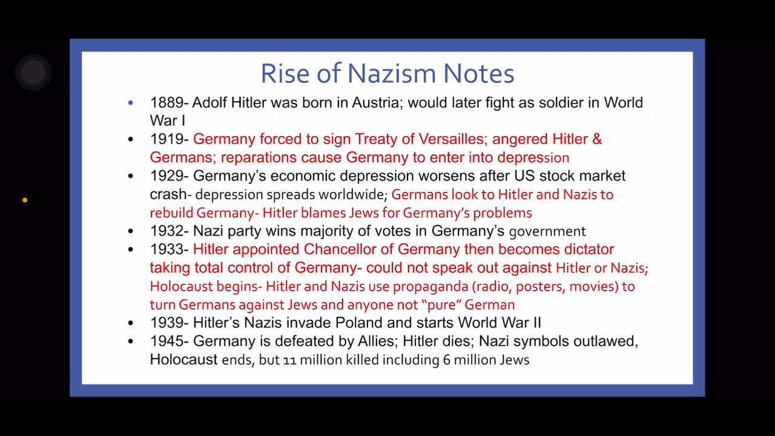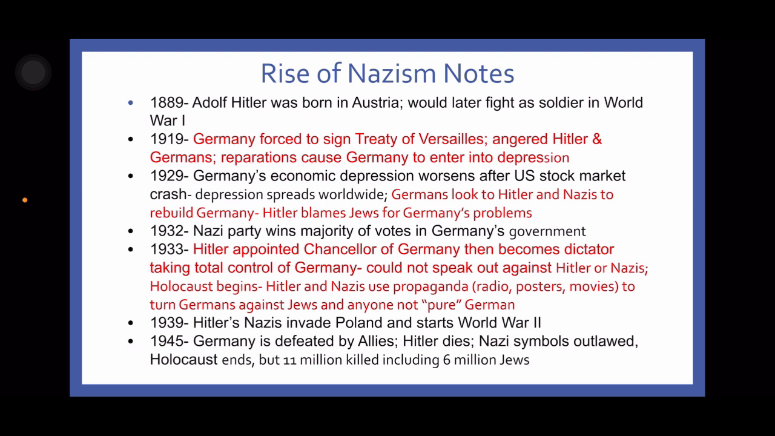We need a strong leader. We can't be pushed around. We can't be just bossed around by these countries. And Adolf Hitler was that leader that Germany was looking for at this time. In 1919, Germany was forced to sign the Treaty of Versailles, and it angered Hitler and a lot of Germans.